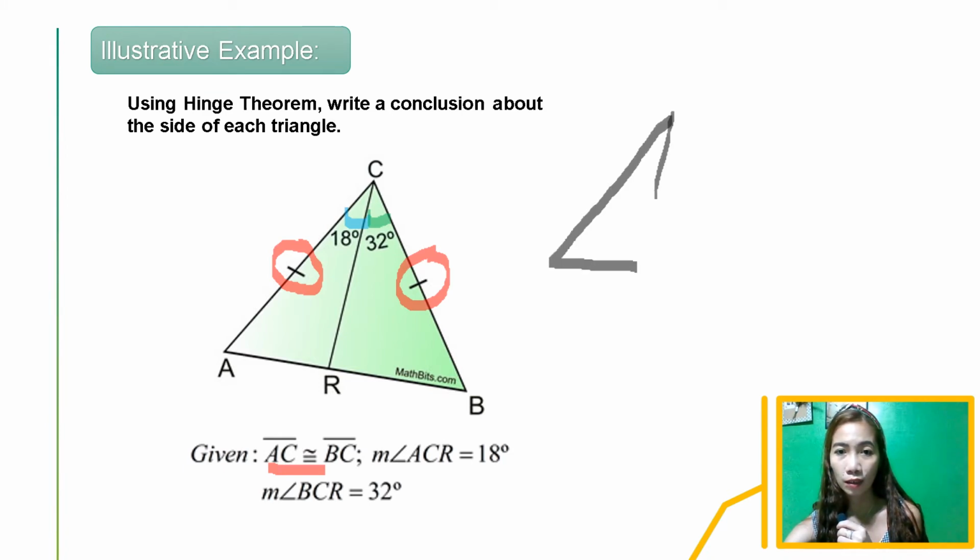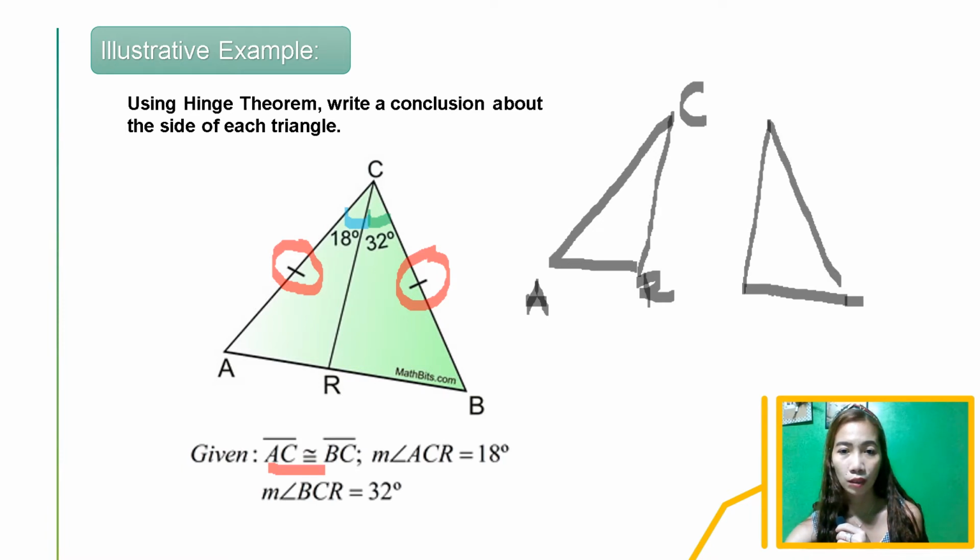So this is triangle ARC or ACR. And then the other one is triangle BRC or CBR. So that's it.